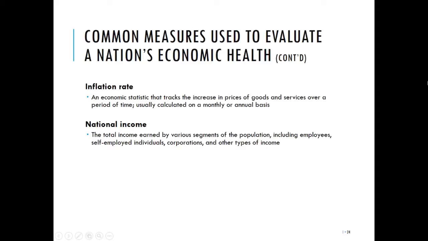Some other things we can look at are the inflation rate and the national income. So the inflation rate is an economic statistic that tracks the increase of prices in goods and services over a period of time. So overall, we can see that the price of any given good has increased over a specific amount of time. But what's the rate of change? That's what the inflation rate tells you. The national income, on the other hand, is a calculation of the total income earned by various segments of the population, including employers and several other entities within the economy.